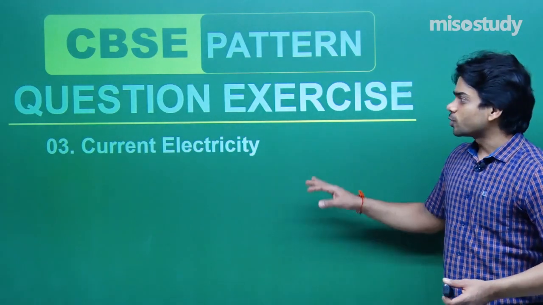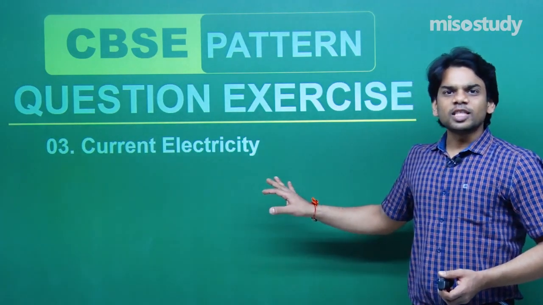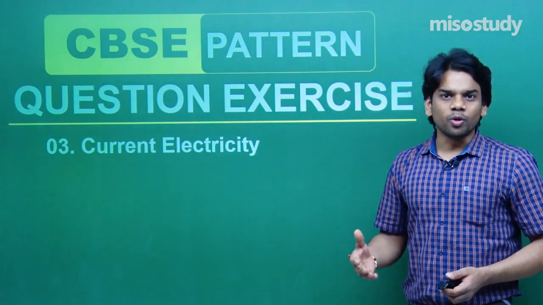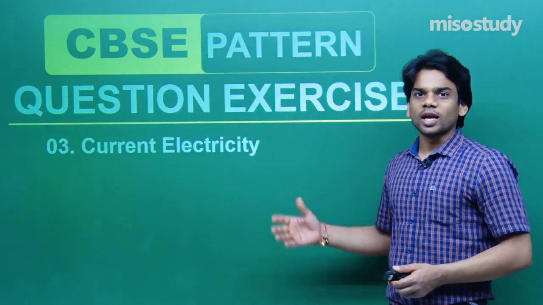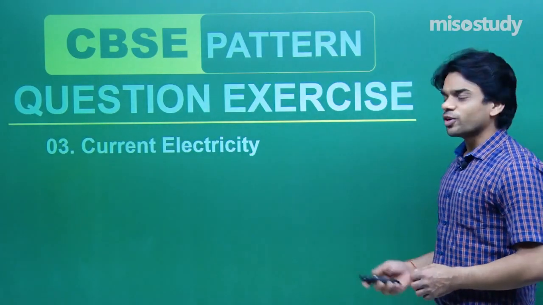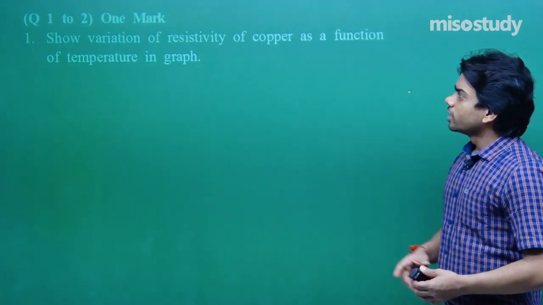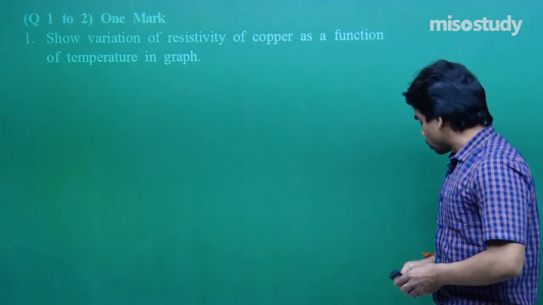So after learning the concepts of this chapter, current electricity, let's practice some questions based upon the CBSE board examination that will be asked in your class 12 board examination. Let's go ahead with the first question of the day. This is a 1 mark question, question 1 to 2, 1 mark question.